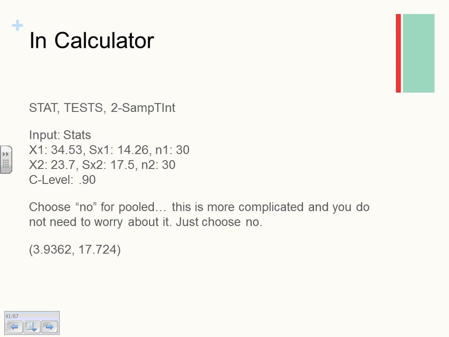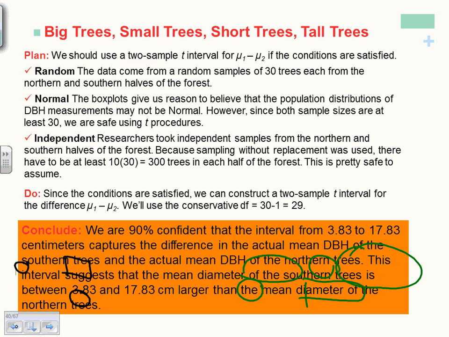So let's look at if we had done it in the calculator. We could go to stats test, and in this case we're going to be doing a two-sample T interval. And here you can see the sample. You're never ever going to choose pooled again. I kind of stated that this is complicated. We don't have to worry about it. So always just choose no. So this interval suggests that the mean diameter of the southern trees is between 3.83 and 17.83 larger than the mean diameter of the northern trees.